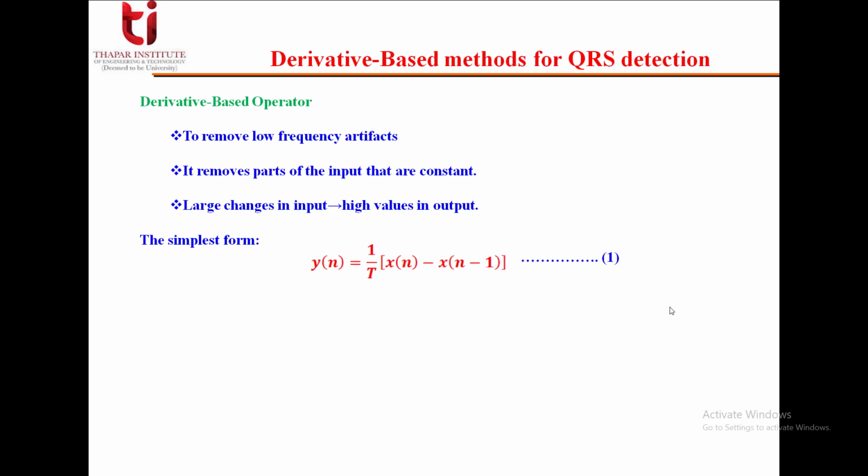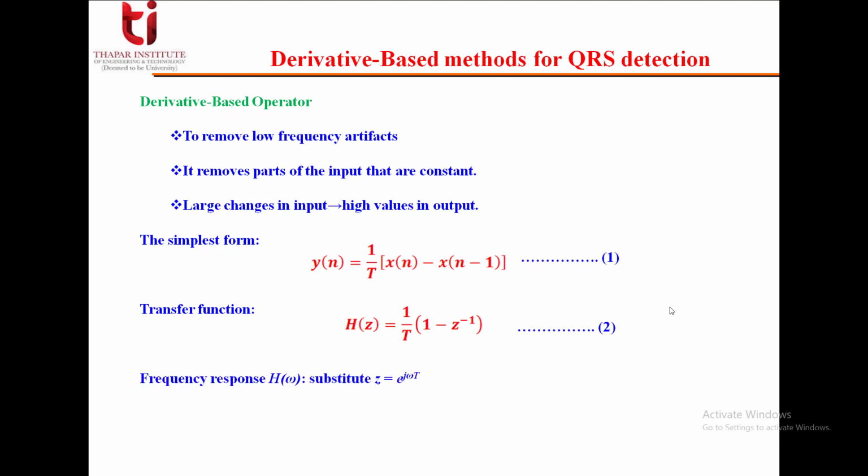Now the simplest form of a derivative based operator, as you can see in equation number 1, is given as y(n) equal to 1 by T, x(n) minus x(n minus 1). So how can we obtain the transfer function? We can obtain the corresponding transfer function by changing it to the z domain and computing Y(z) by X(z), that is H(z). It will come out equal to 1 by T, (1 minus z inverse).